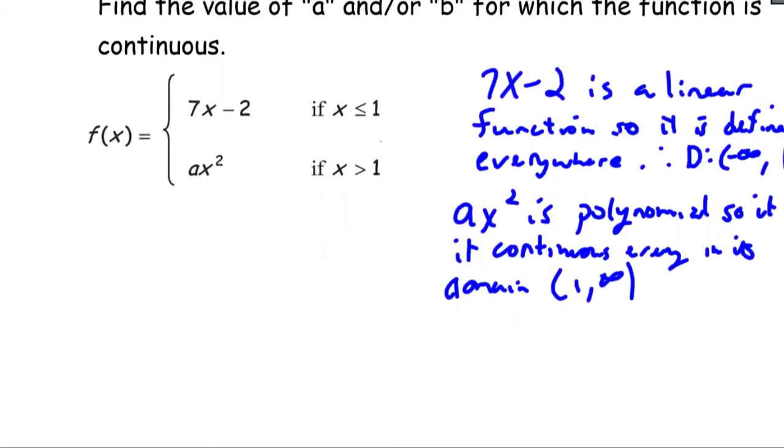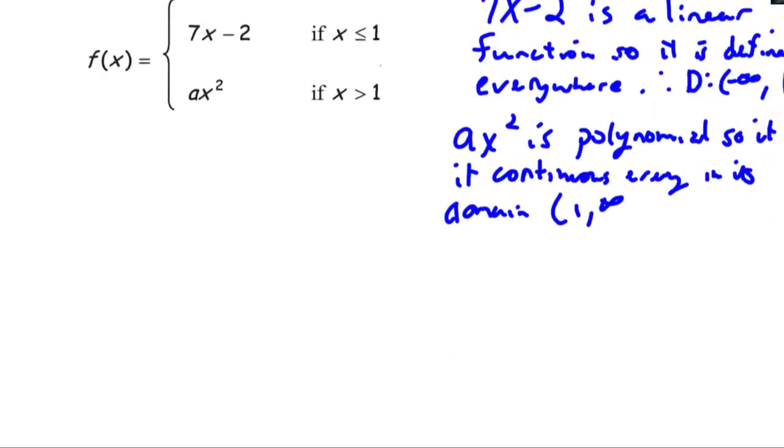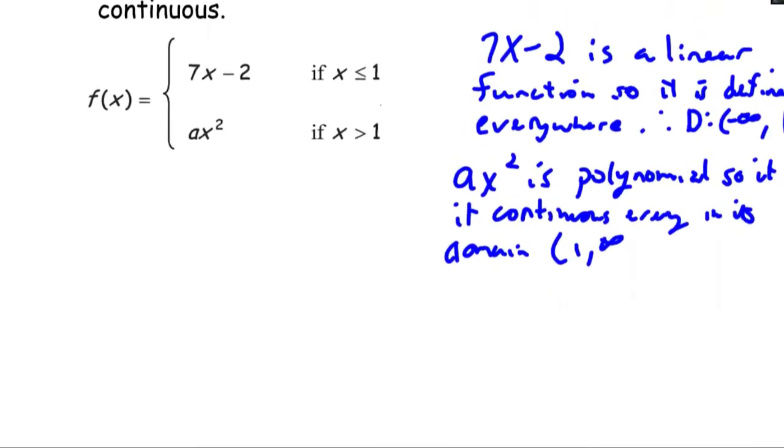So let's see if f of 1 exists, because 1 is our problem that we need to fix. Which equation should I plug 1 into, top or bottom? The top one. So I plug in 1 in place of x. 7 minus 2 is 5. It exists. Right? So now I need to make a so that my limit exists as well.